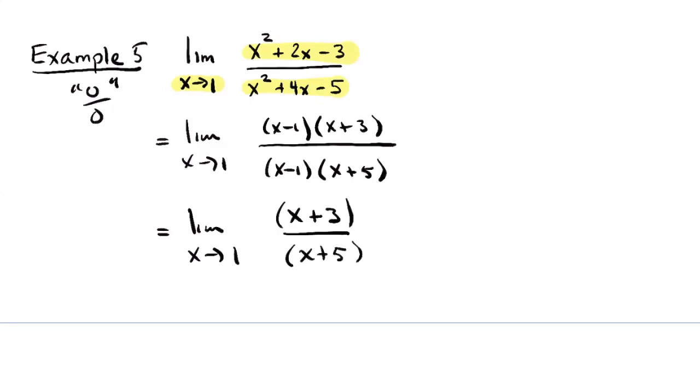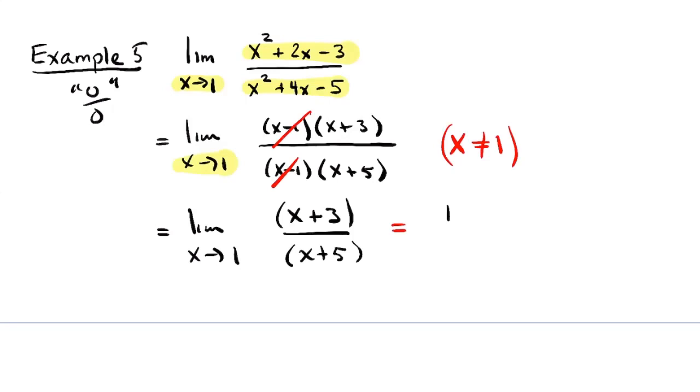I'm going to just switch color to cancel again, but this cancellation is valid provided that x is not equal to 1. But I don't care if x is equal to 1 when I'm taking a limit at 1, because 1 is the one and only value that I don't care about. I just need x to be near 1. Now in this new form, x plus 5 doesn't equal 0 when x is 1, so I can do this just by evaluating.